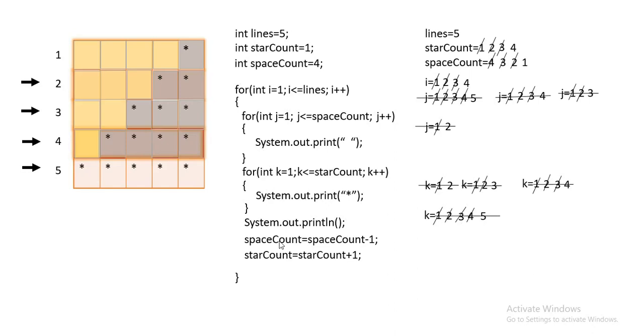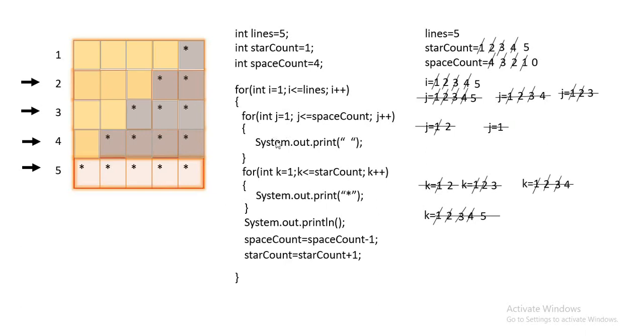Reinitialize space count and star count variables. Space count becomes 0 and star count becomes 5. Now go back to i++. i is 5. 5 less than equal to 5. So enter into this loop. Line 5 is selected. Then here int j equal to 1. j less than equal to space count, 1 less than equal to 0. Condition is not satisfied. So end this for loop here.